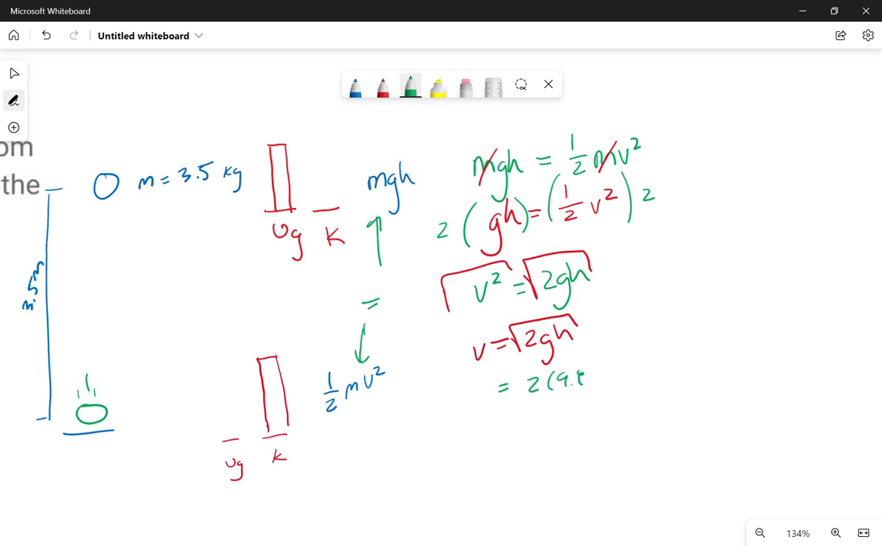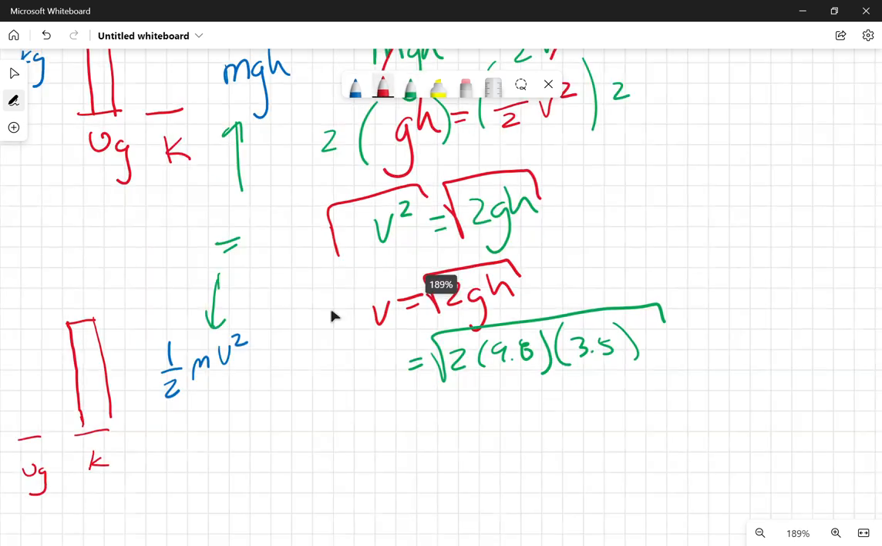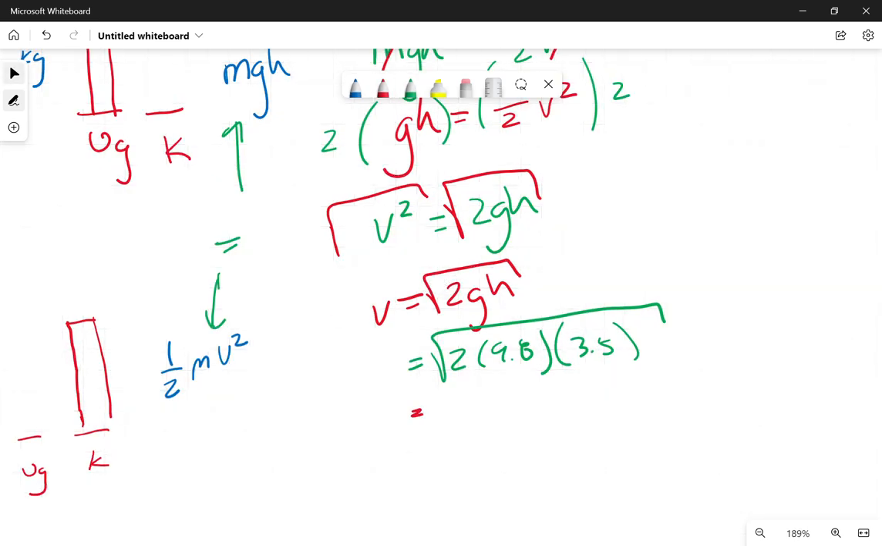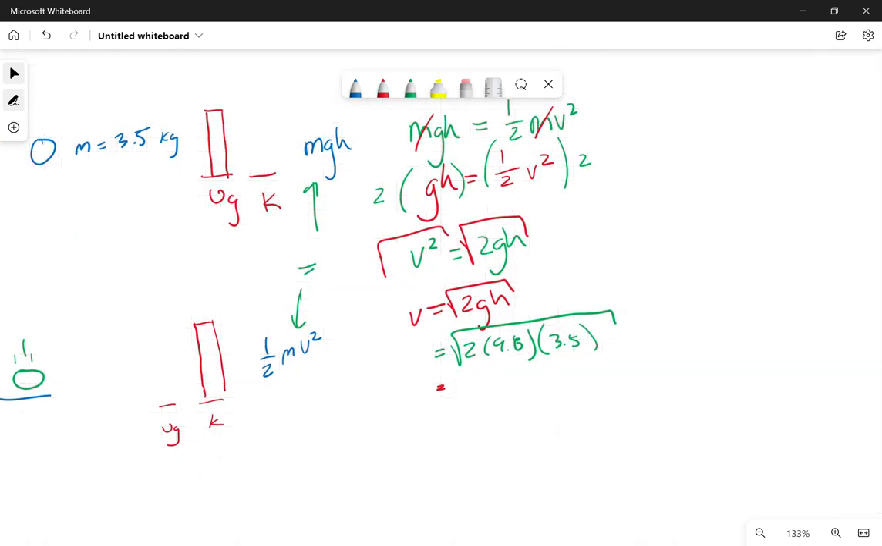So 2 times 9.8 times 3.5, and I'm taking the square root of that. So using my calculator off to the side here real quick, 2 times 9.8 times 3.5, we're going to get a velocity of 8.28 meters per second. So there's the final velocity of that ball.